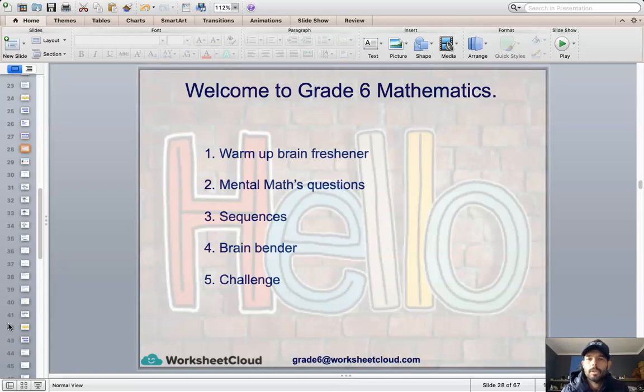Today we're looking at sequences. It's the second part of our sequence series. Remember, we've got our warm-up and mental maths questions on either side of that main theme, and then our brain bender and challenge to finish off on.